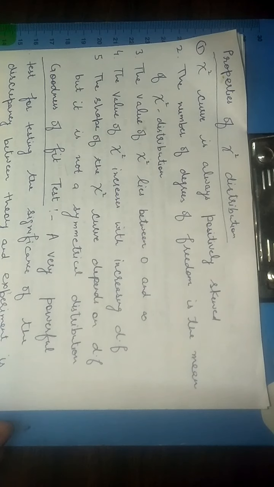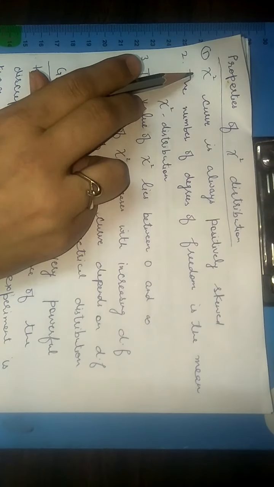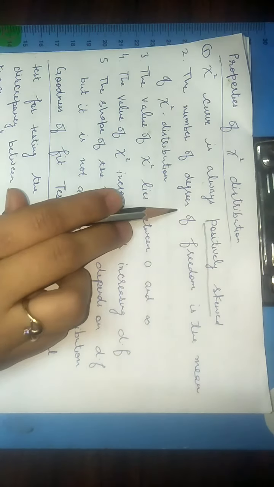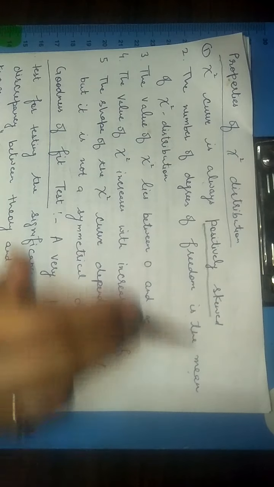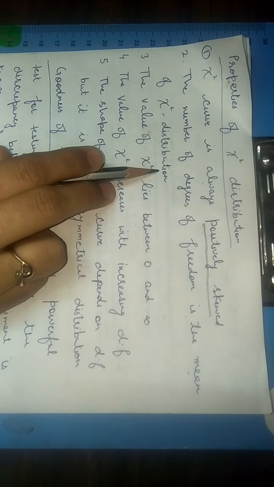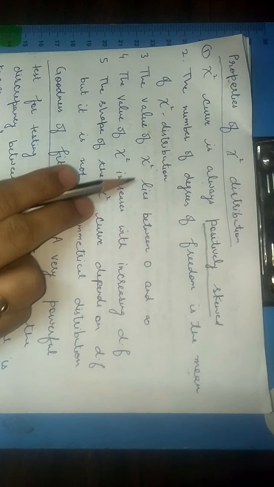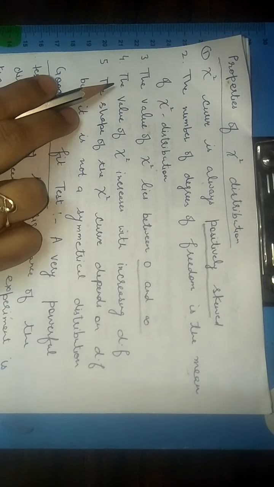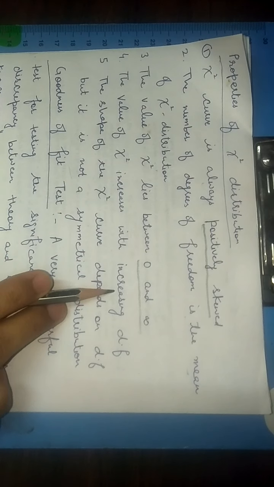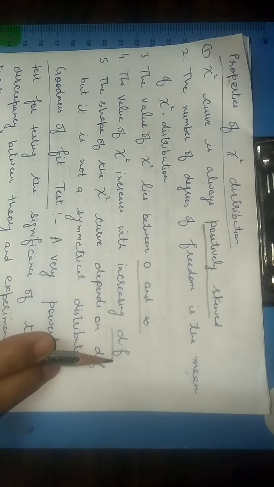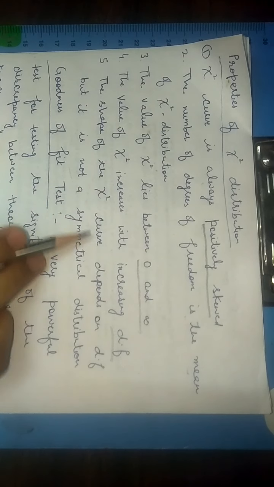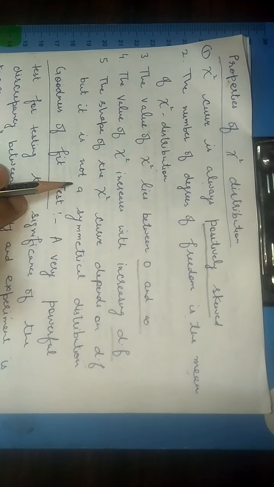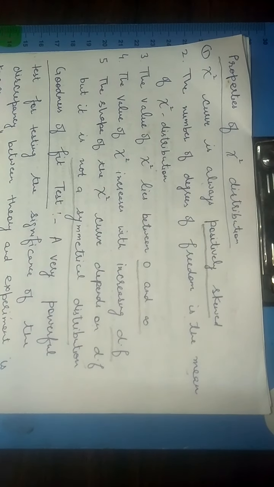Next are the properties of the chi-square distribution. Number 1, the chi-square curve is always positively skewed. Number 2, the number of degrees of freedom is the mean of the chi-square distribution. Number 3, the value of chi-square lies between 0 and infinity, and the value of chi-square increases with an increase in degrees of freedom. The shape of the chi-square curve depends on the degrees of freedom, but it is not a symmetrical distribution.